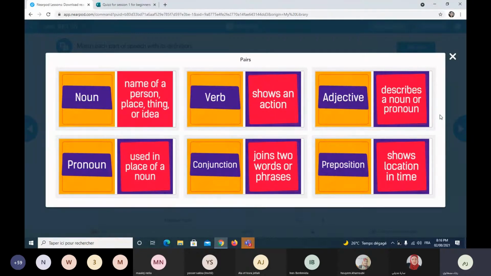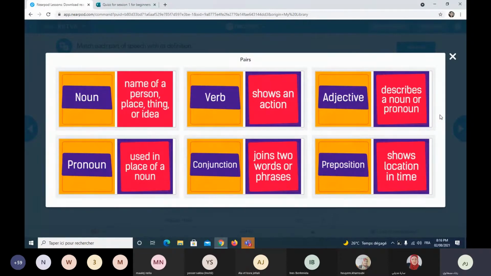Okay. The conjunction joins two words or phrases. I read and listen. Okay. Preposition shows location in time. I eat breakfast in the morning. I watch cartoons in the evening. Okay. Great.